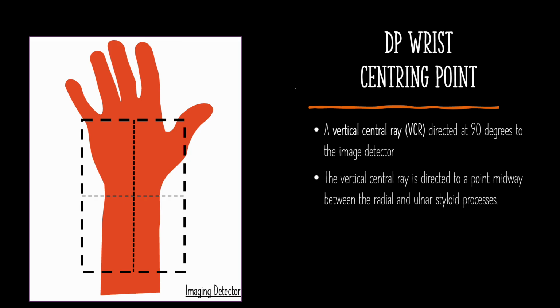So in radiography, centering points are vital. So for DP wrist centering point, it is a vertical center ray directed at 90 degrees to the image detector, and the vertical center ray is directed to a point midway between the radial and ulnar styloid processes. So we can see in the diagram to the left here, the centering point is accurate. It's important to note that the radial styloid process sits on the lateral aspect, which is just below the thumb, as we look in that image as well.